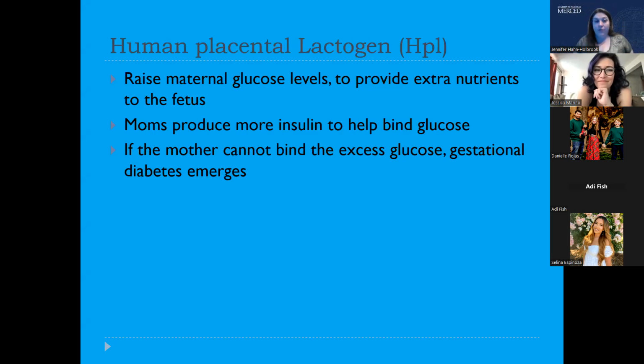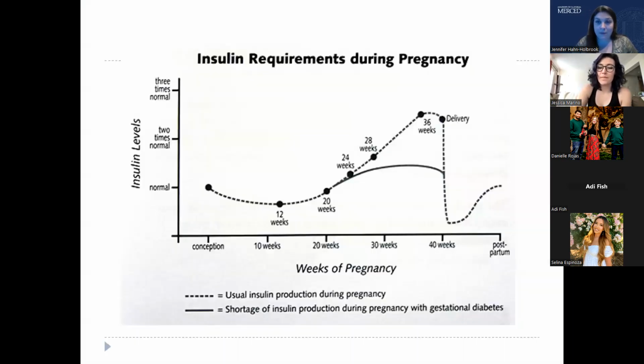One of the big risk factors for this gestational diabetes is human placental lactogen, HPL. This is a hormone produced by the placenta on behalf of the baby, which will provide extra nutrients to the fetus. If the mom cannot bind excess glucose, gestational diabetes emerges. And so by dictating how much of this human placental lactogen the placenta produces, the baby can actually influence the chance that the mom will have gestational diabetes.